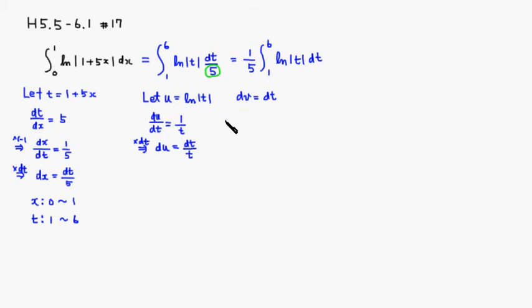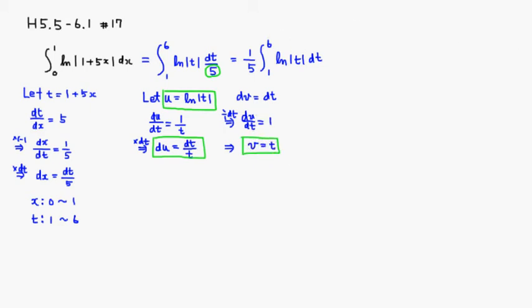All right, and dividing through by dt, we get dv over dt, which is equal to 1. Then find the antiderivative of 1, which is going to be t, so v is going to be equal to t. All right, so what we need is u, du, and v.